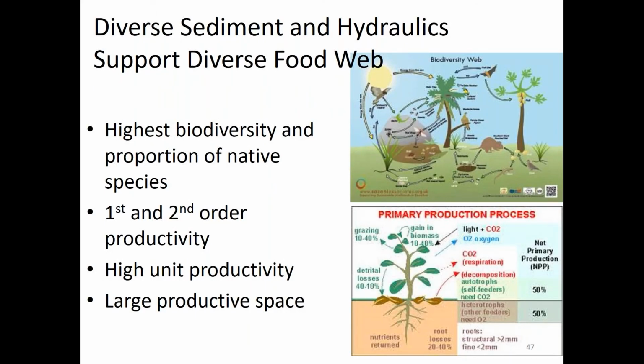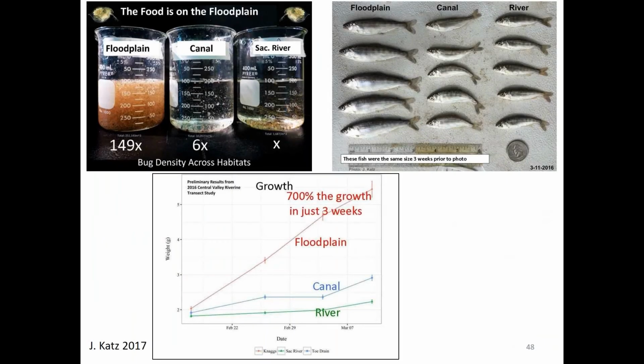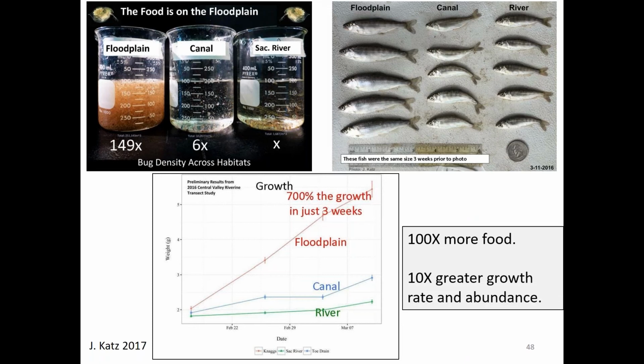With diverse sediment and hydraulics, we get support of a diverse food web that has the highest biodiversity and proportion of native species, drives first and second order productivity, has high unit productivity and large productive space. And that can be seen in examples like this food on the floodplain study that Katz and his co-authors did in the Central Valley of California, comparing floodplain zooplankton production to the adjacent canal and Sacramento River and how fish respond to that. Basically, there's 100 times more food on the floodplain and 10 times greater abundance and rate of growth of fish living on the floodplain.